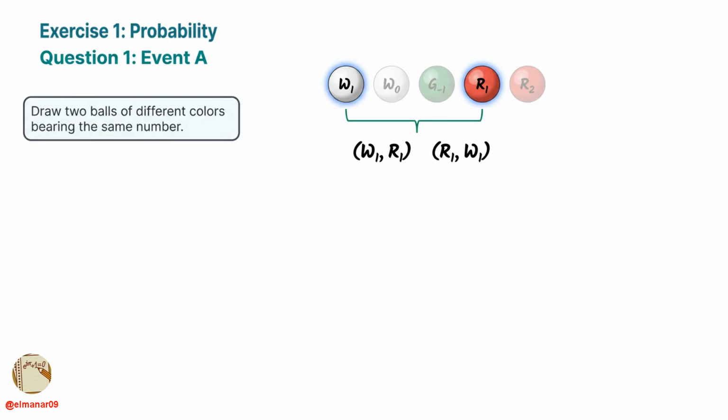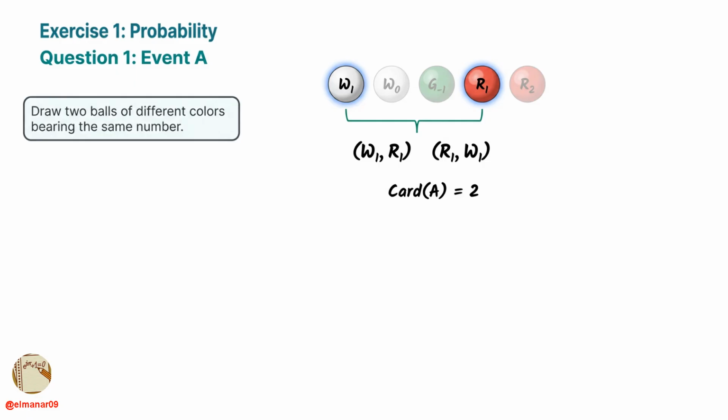Since the drawing order matters here, given that we are calculating based on a total of 20 possible outcomes, we have two favorable arrangements, either drawing the white then the red, W1, R1, or the red then the white, R1, W1. This explains the result you see so carefully written down. The cardinality of A, denoted card of A, is equal to 2.